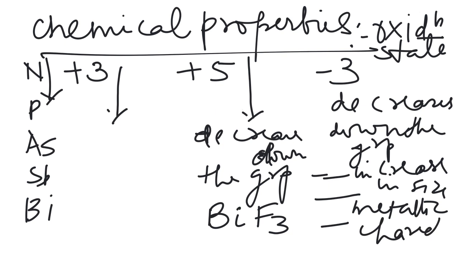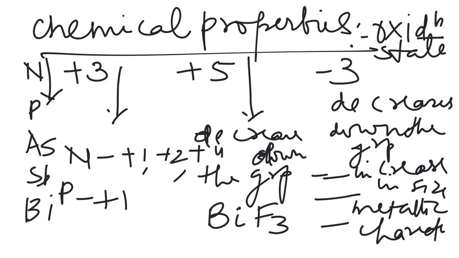And nitrogen, what are the oxidation states? Nitrogen can be in the oxidation state of plus 1, plus 2, plus 4, and phosphorus plus 1 and plus 4. So these are the oxidation states of nitrogen, and we will study further also.